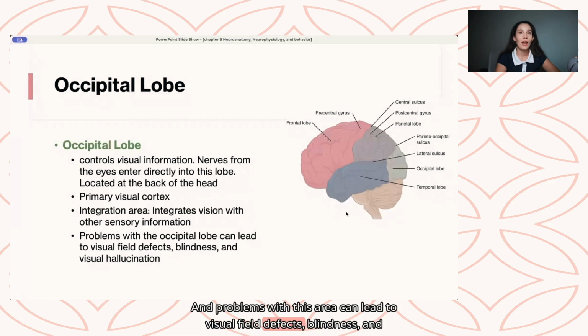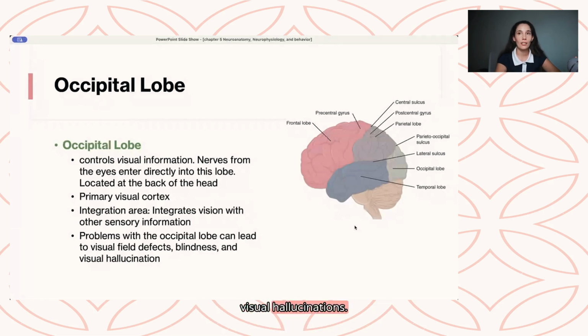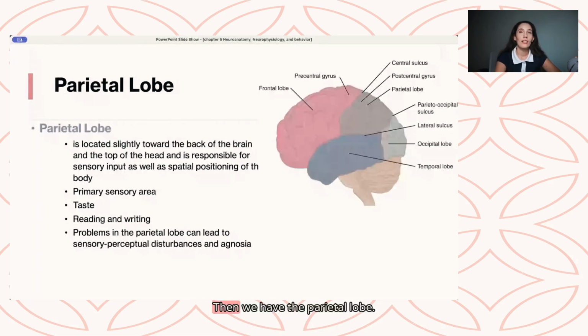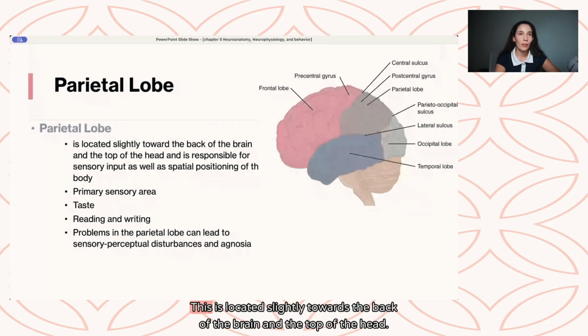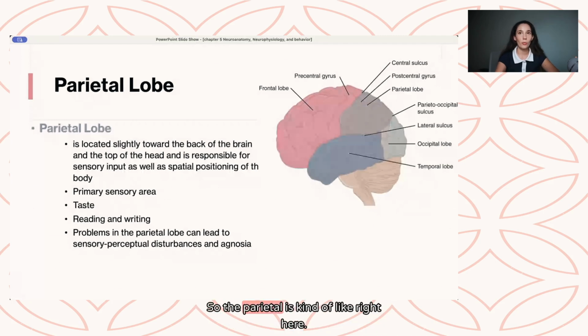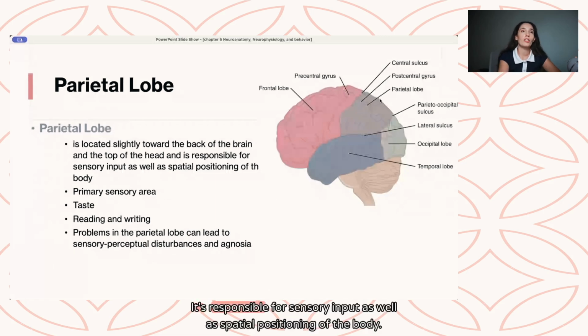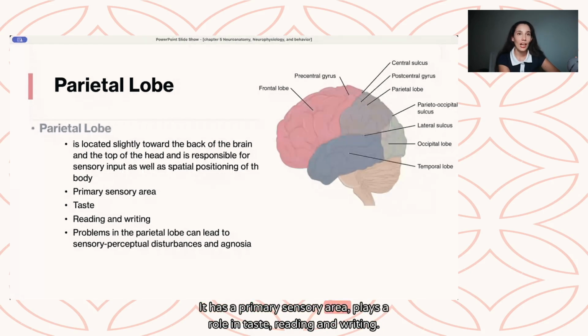Then we have the parietal lobe. This is located slightly towards the back of the brain and the top of the head. So the parietal is kind of like right here. It's behind the frontal lobe, but it's above the occipital. You can see it over here in the light purple. It's responsible for sensory input as well as spatial positioning of the body. It has a primary sensory area, plays a role in taste, reading, and writing, and problems with this can lead to sensory perceptual disturbances and agnosia.